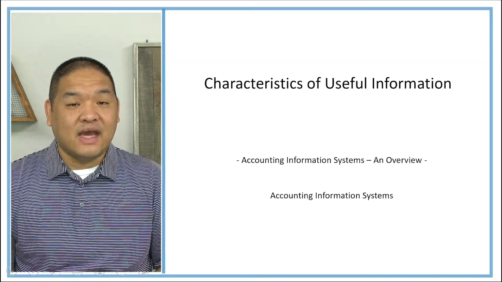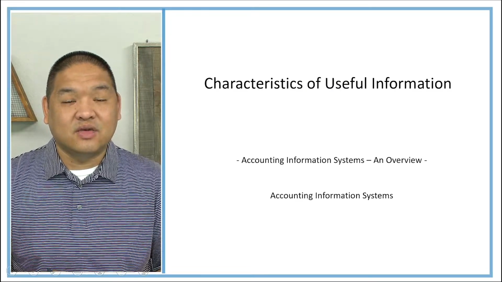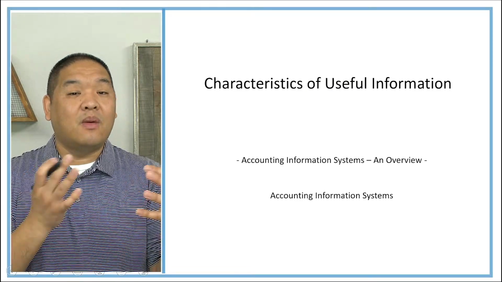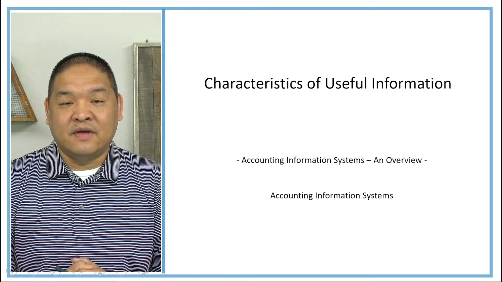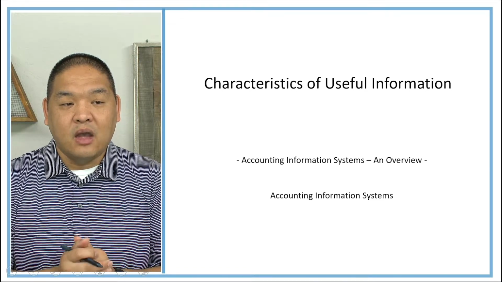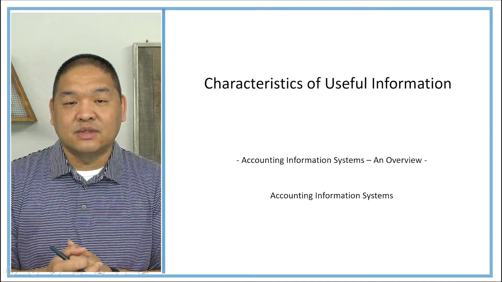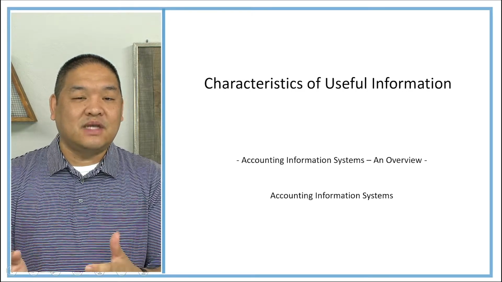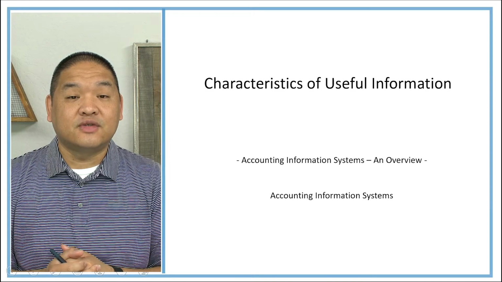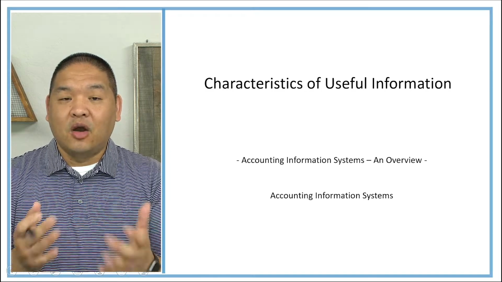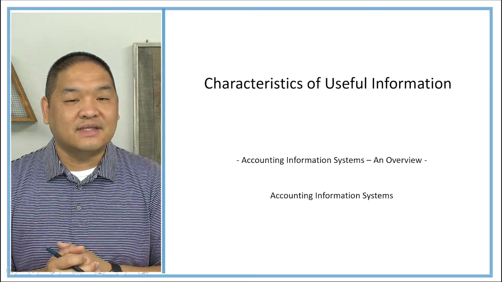So that is a look at what I would say are 7 characteristics that would make information useful at the end of the day. So when we look at what information that we have built from our accounting information systems, we do want to make sure that it has some of these characteristics in order to be useful to the end user. So hope you enjoyed this lesson, and we'll see you in the next video.